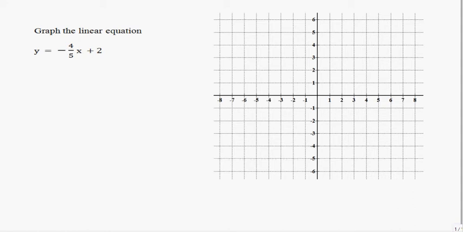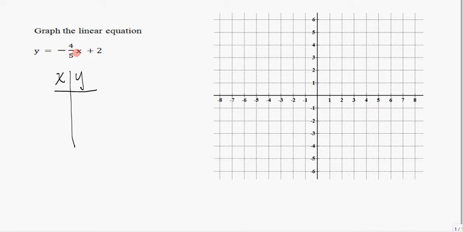Hi everyone. I want to do another graph of a linear equation in two variables, x and y. So to do that we need two ordered pairs that we can put on our graph. So how do we come up with those ordered pairs? When the equation's solved for y, like this one is, it's very convenient to just pick any x value you want and find the associated y value.